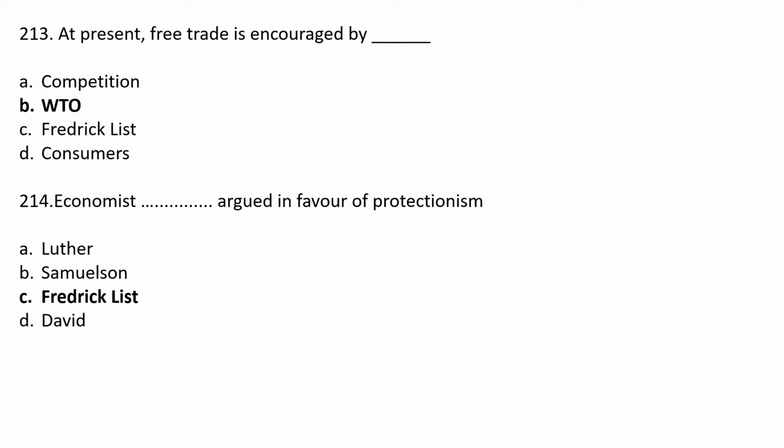Economics dash argued in favor of protectionism. Option A Luther, option B Samuelson, option C Frederick List, option D David. The correct answer is option C Frederick List. Economist Frederick List argued in favor of protectionism.